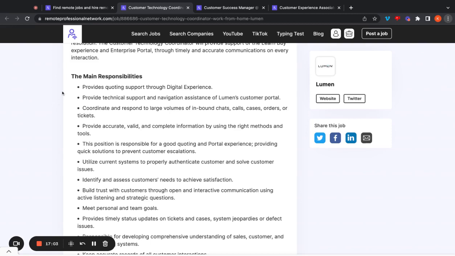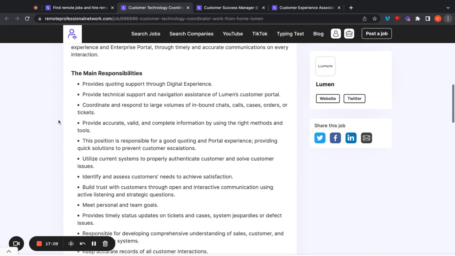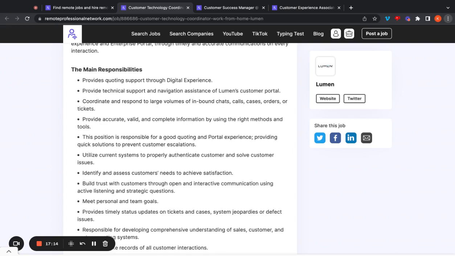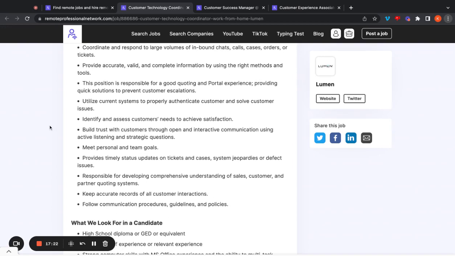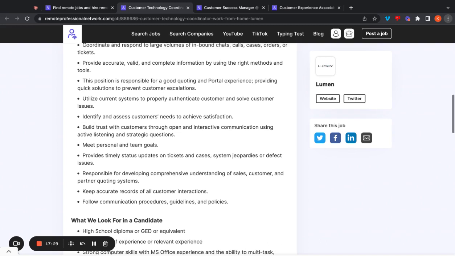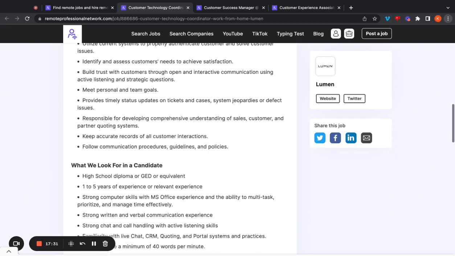You're going to provide quoting support through digital experience, technical support and navigation, and coordinate and respond to large volumes of inbound chats, calls, cases, orders, or tickets, providing accurate, valid, and complete information. This position is going to be responsible for good quoting and portal experience. You're going to utilize the current systems to properly authenticate customers and solve the issues, identify customer needs, build trust with the customers, and a few other relatively usual things.